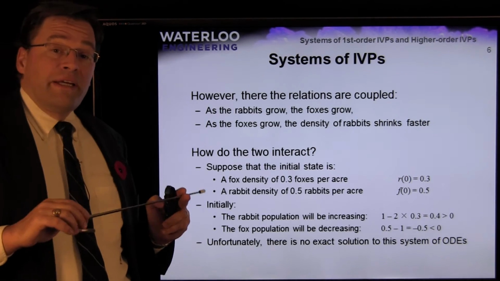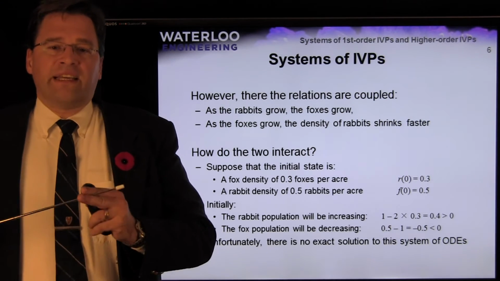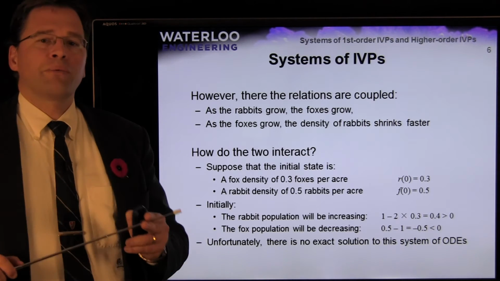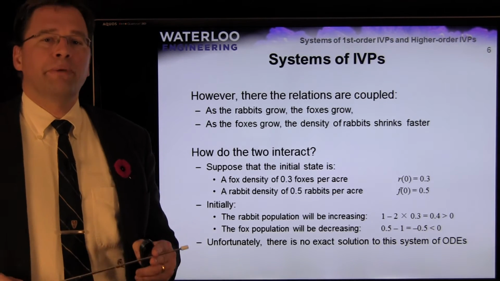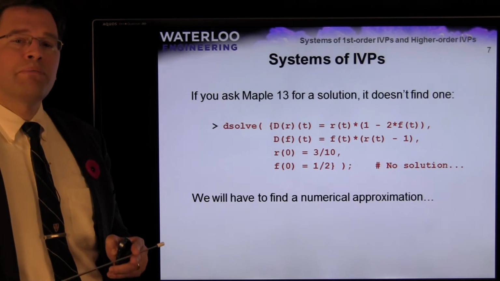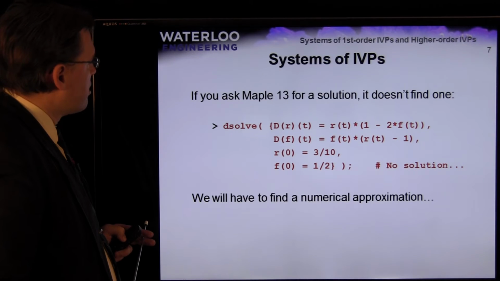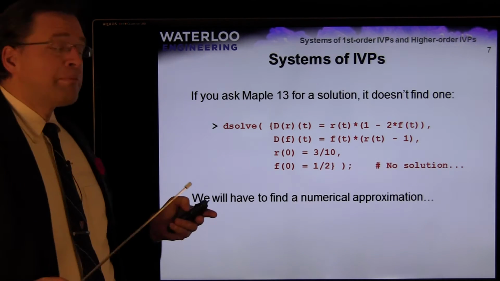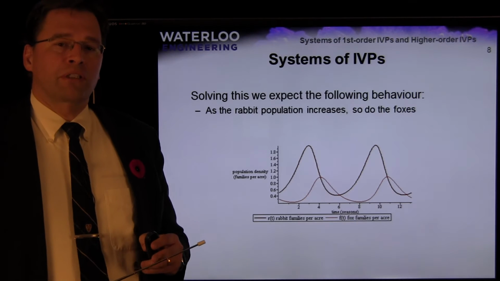Now, there's no way to actually find exact solutions to these ODEs, so if you actually want to experience this, we have to approximate the system numerically. So for example, you can actually set up this system in Maple. You can ask it to solve it, give it the two initial conditions, state the two ODEs. It will not be able to find an exact solution.